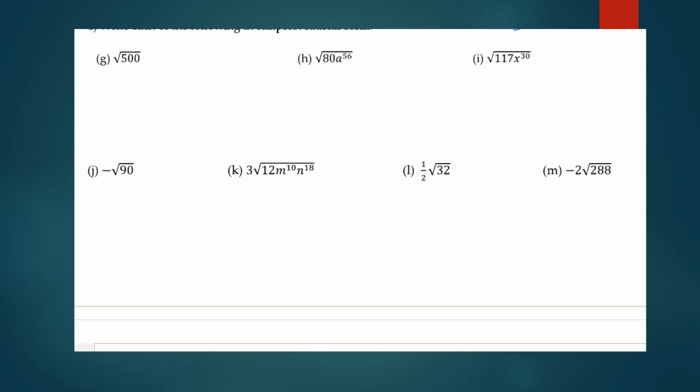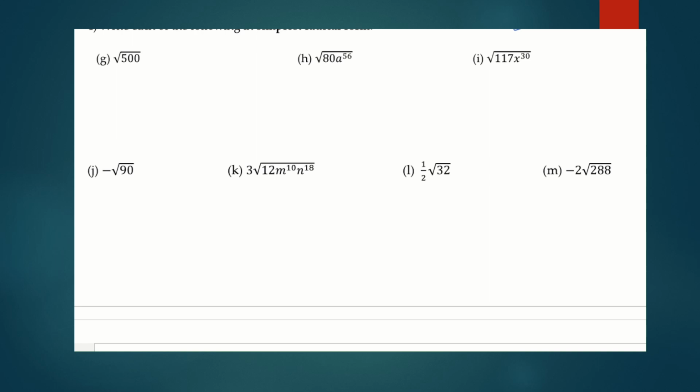So let's take a look at G. G wants us to write the square root of 500 in simplest radical form. So the first thing I'm going to do, and I'm not going to do this for every problem, but I'll at least show you for the first maybe two, and then you guys can do this on your own. But if you can't pick out a perfect square, so remember our goal when we want to write things in simplest radical form is to find a perfect square that's a factor.